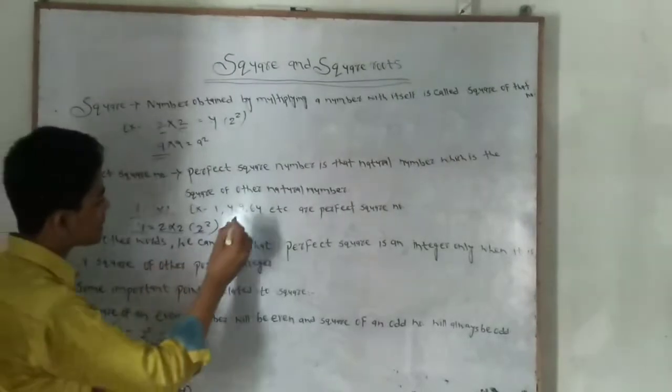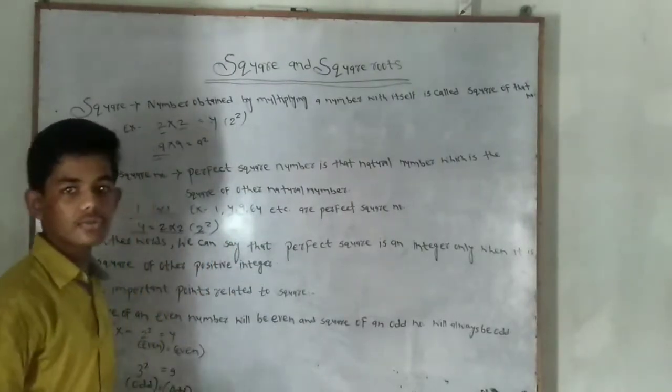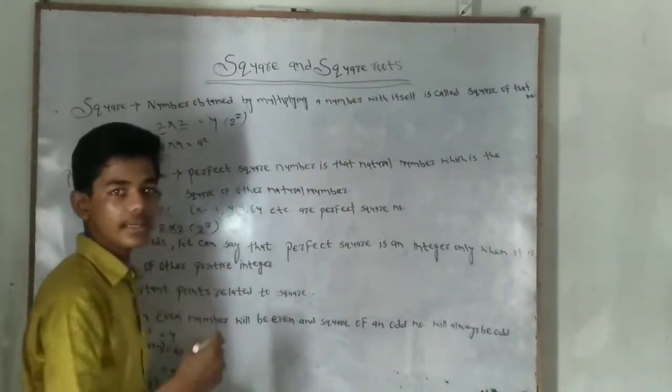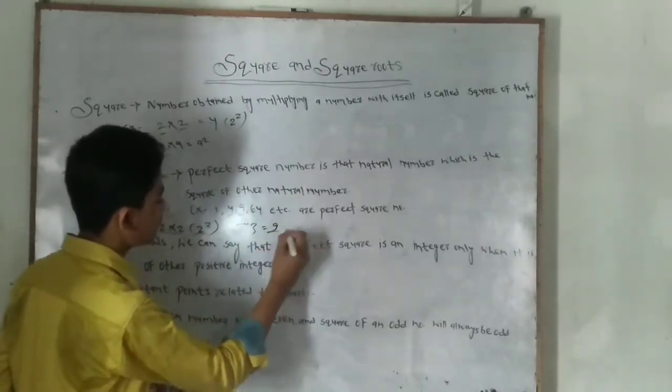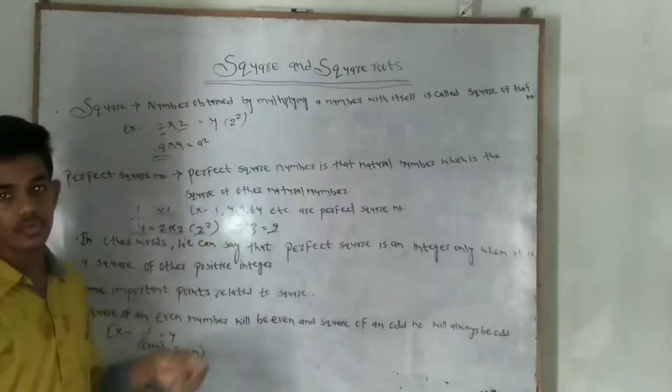And now the next is 9. If we are asked to find the numbers which make 9 a perfect square, it will be 3 into 3 is equal to 9. It means 9 is a perfect square because of these two numbers.